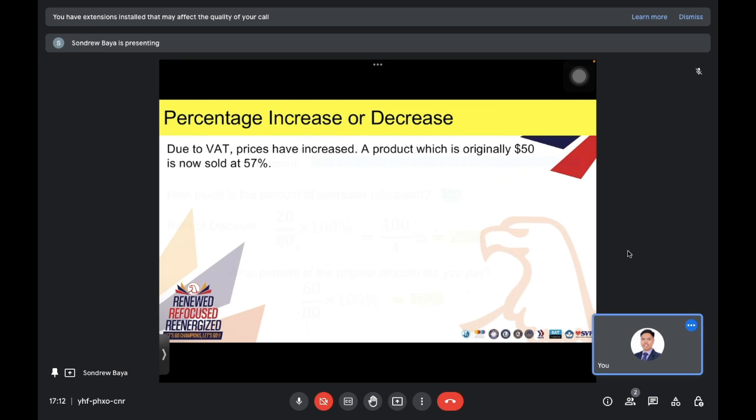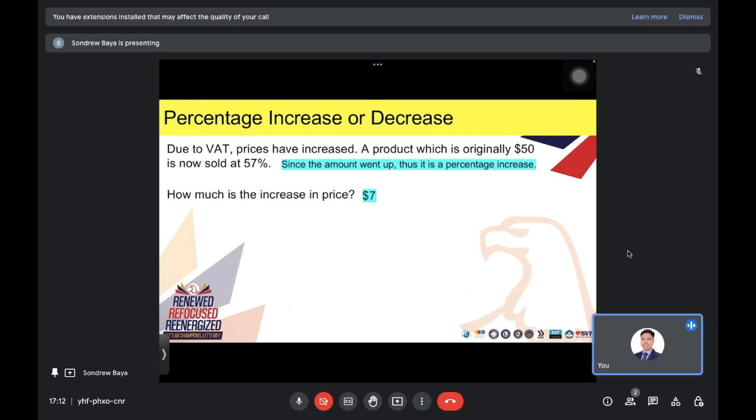Next example. Due to VAT, prices have increased. A product which is originally 50 is now sold at 57. Since the amount went up, from 50 it became 57. So this is an example of a percentage increase. So how much is the increase in price? The increase in price here, obviously, is 7.